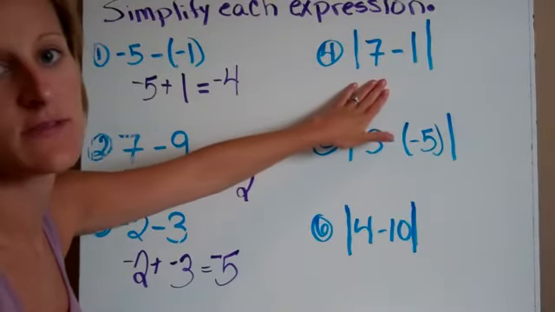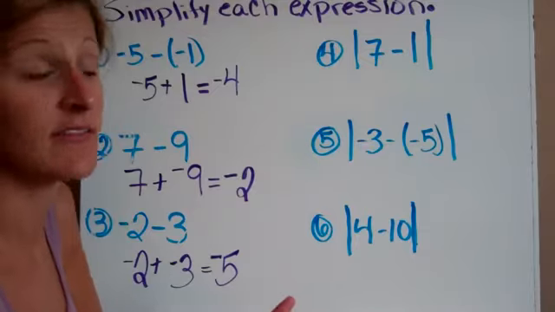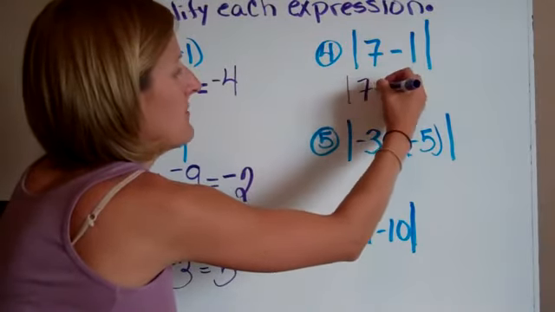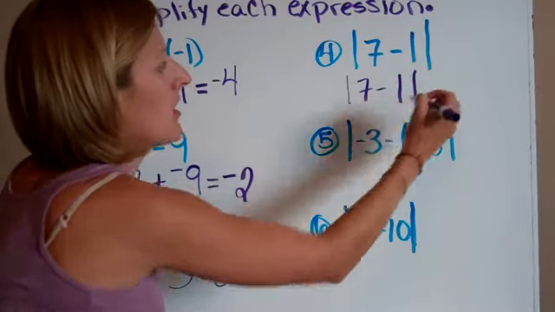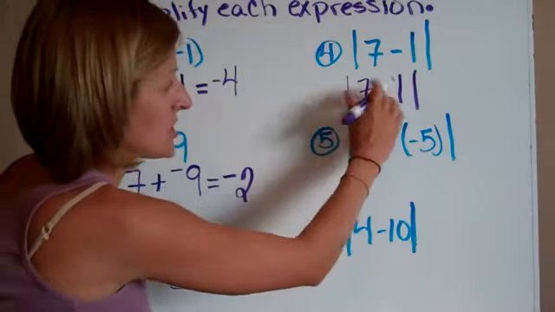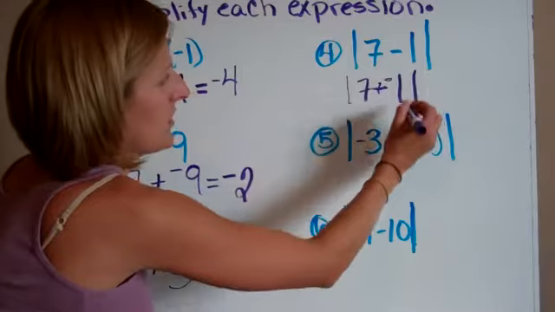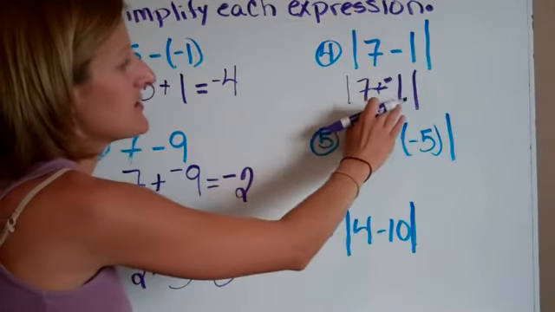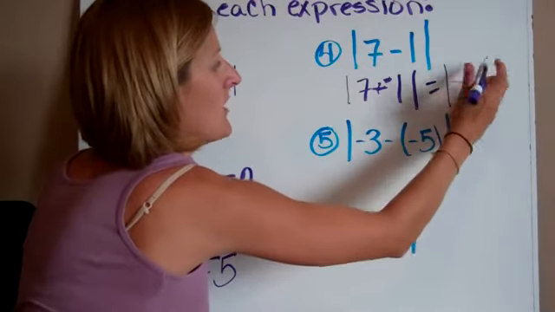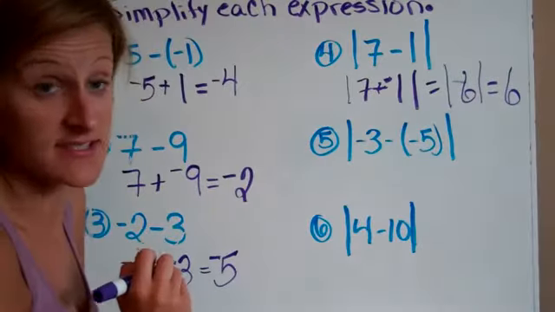Now, this is the absolute value of 7 minus 1. So first thing I've got to do is the 7 minus 1. Now, keep the absolute value bars. I do 7 minus 1. Remember, keep, change, flip. 7 stays the same. Subtraction becomes addition. And the positive 1 becomes a negative 1. So now I have 7 plus negative 1. That's going to give me the absolute value of 6. And the absolute value of 6 is 6.